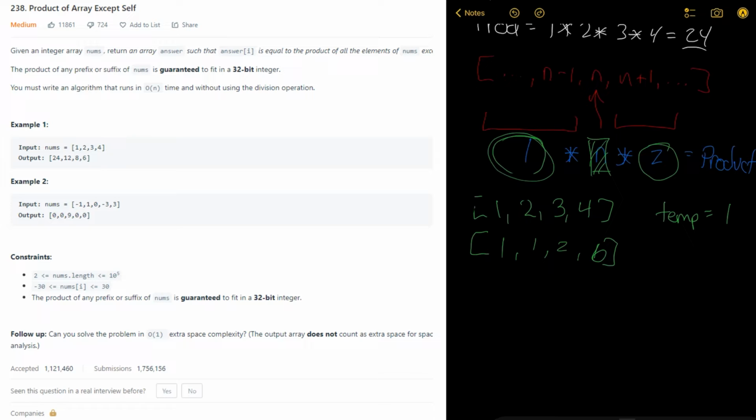Then we would take our temp value and multiply that by the value at the index of the original array that we're looking at. In that case, it's 4, so the 1 would just get updated to be a 4. So let's go ahead and do that.